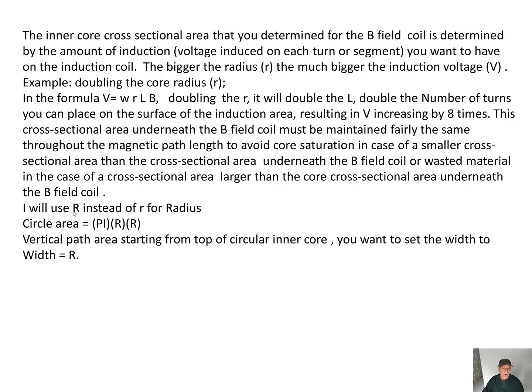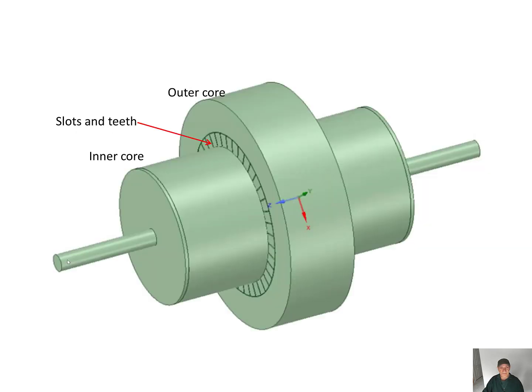I'll use R instead of small r for radius. So circular area is pi R R. Vertical path area, starting from the top of the circular inner core, you want to set the width equal to R. So here's an example.